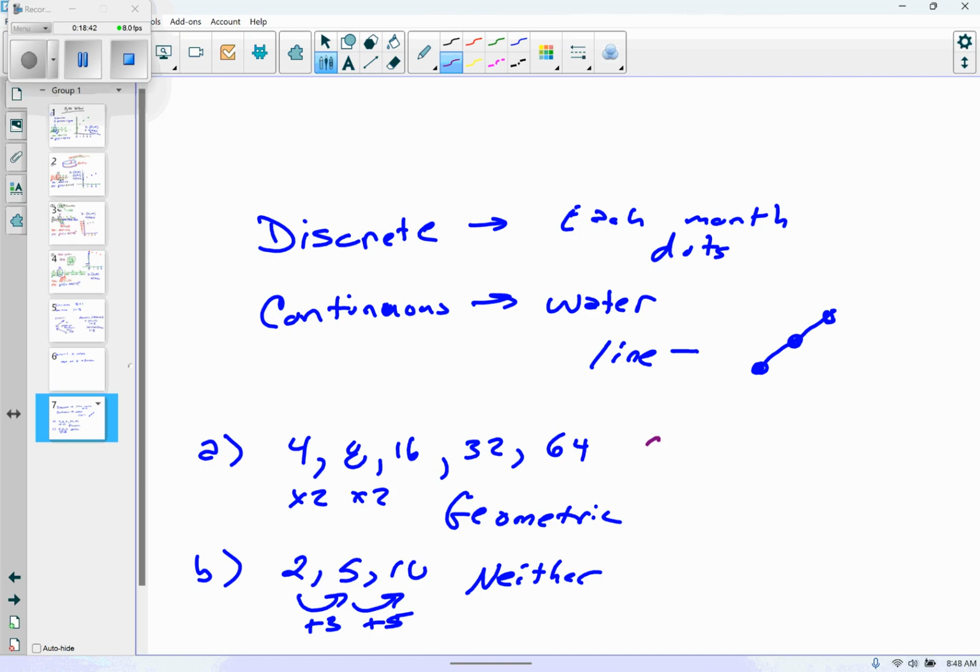And letter C, we have 6, 9, 12. And it looks like here we're adding 3 each time. So this would be arithmetic.